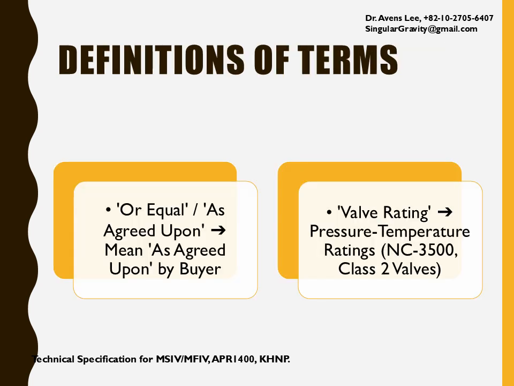When you see the phrases "or equal" or "as agreed upon," they should be interpreted as agreed upon by the buyer, unless otherwise specified. This ensures that both the buyer and supplier are on the same page when discussing alternatives or conditions. The term valve rating refers to the pressure temperature ratings of the valve, and it must comply with the NC 3500 code for Class II valves. This definition is essential for ensuring the valves meet the required performance standards.